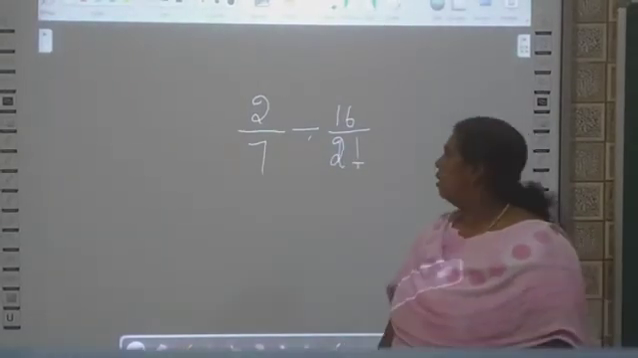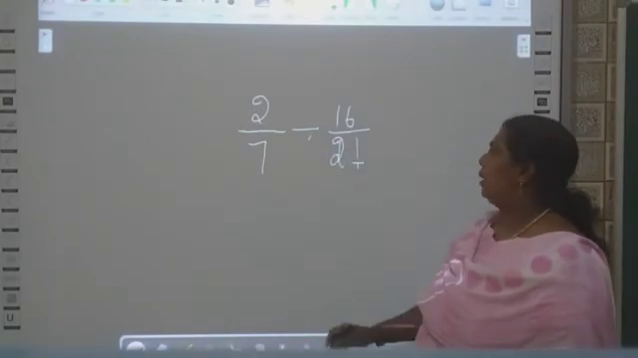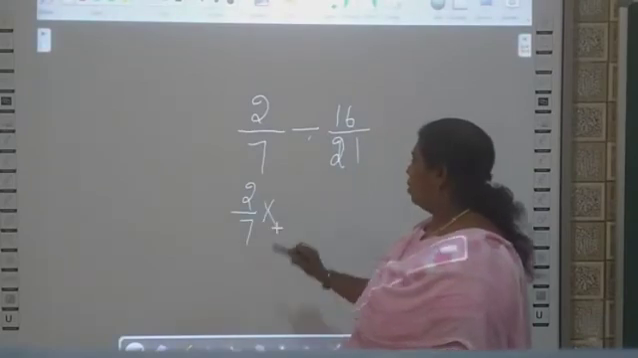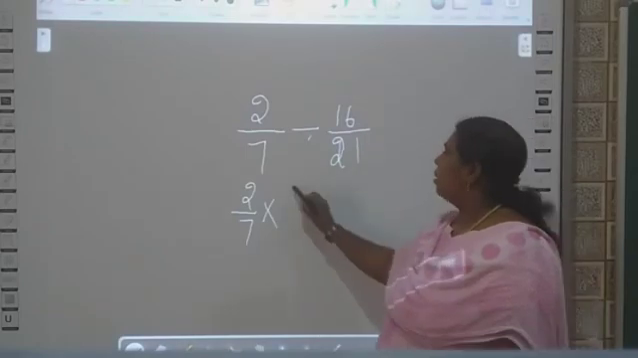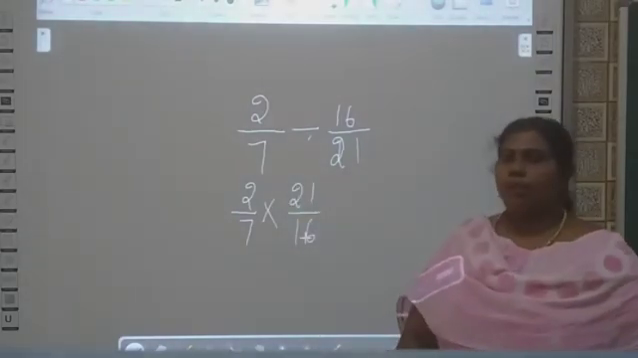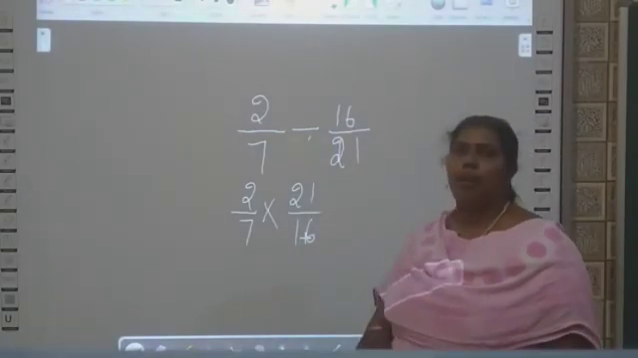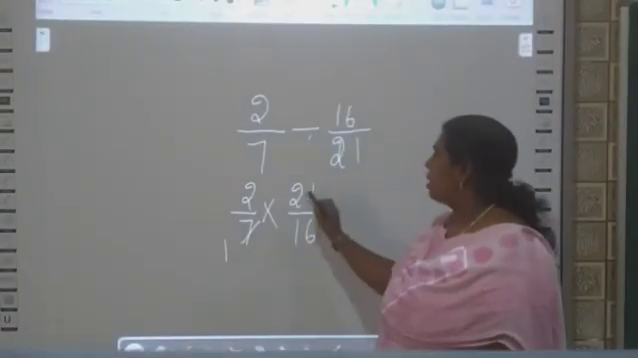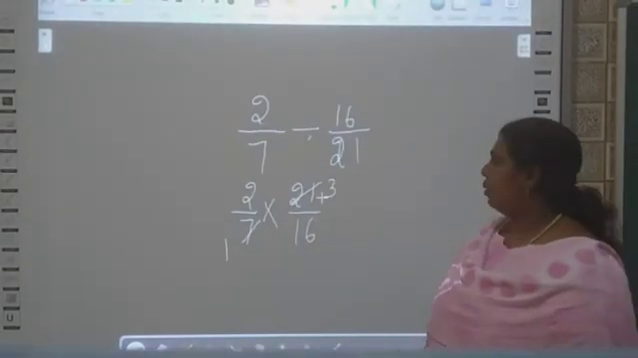2 divided by 7 divided by 16 divided by 21. First we have to write it as 2 by 7 into, take the reciprocal, 16 by 21, 21 by 16. Here we can reduce it. 7 and 21, 7 multiples, right? 7th table 1 time. Here 7th table how many times? 3 times. 7 times 3 are 21.